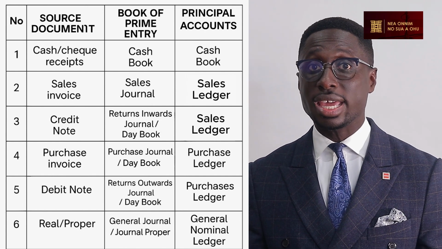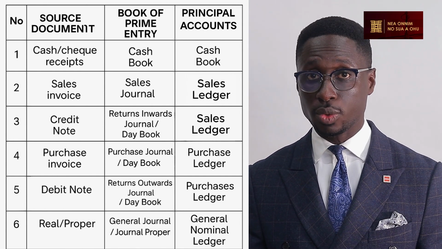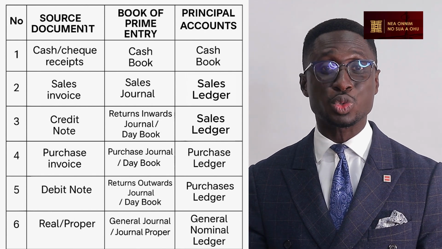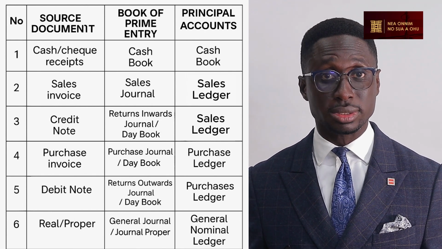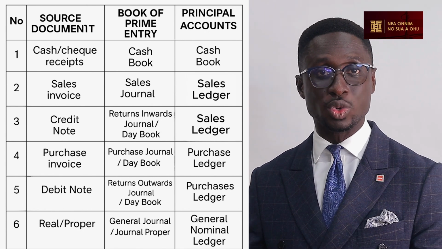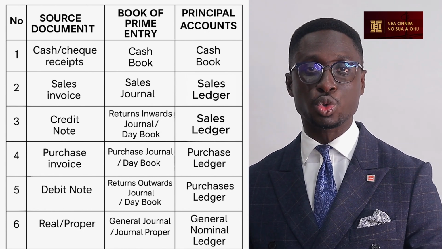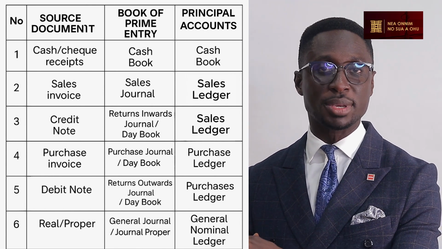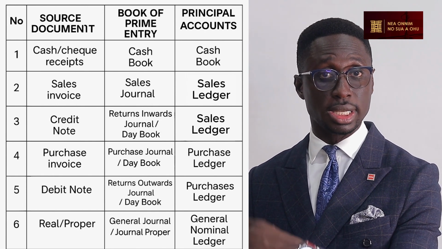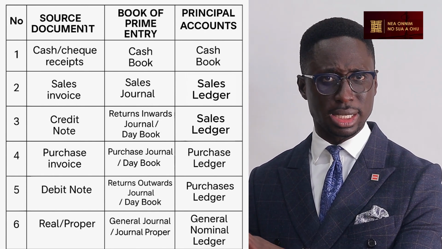Returns inwards has got to do with what? Sales. Returns inwards has got to do with sales. And so the ledger, which will show all the things that would have happened in respect of sales, will be the sales what? Ledger. I hope that is clear.